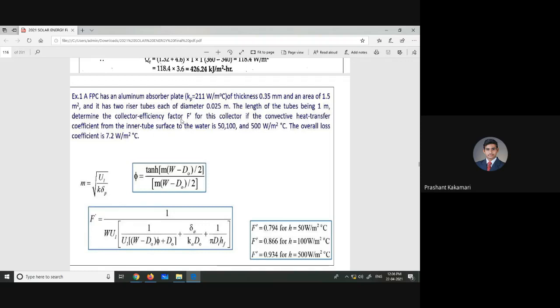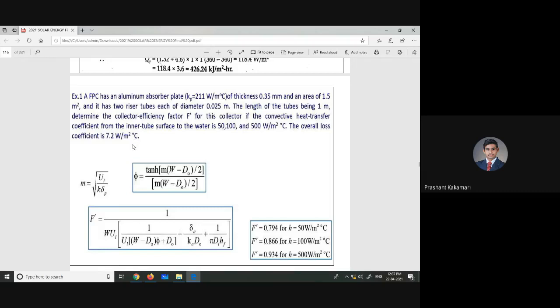Determine the collector efficiency factor. So just now we discussed collector efficiency factor when the plate temperature is maintained at the normal temperature of water, F dash. For this collector, we need to find out, if the convective heat transfer coefficient from the inner tube surface to the water is, see here what they are asking, convective heat transfer coefficient in the inner tube between surface to water, if it is 50, 100 and 500 watt per meter square degree centigrade, calculate this collector efficiency factor. Then overall loss coefficient is 7.2 watt per meter square degree centigrade from this flat plate collector.